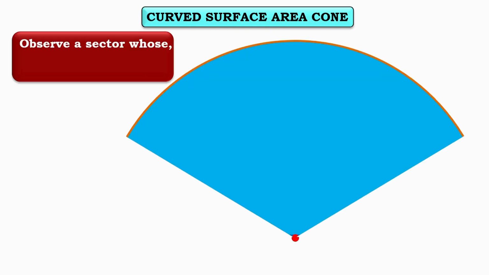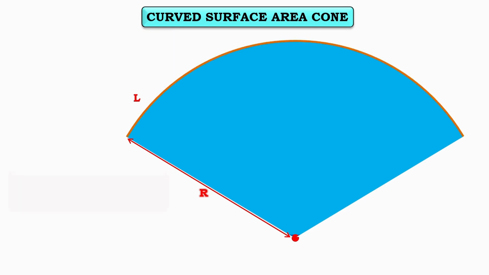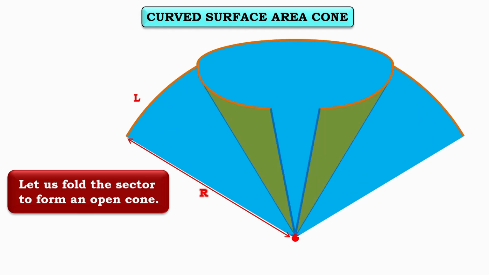Now if we take this, this is basically a sector. Sector means when we draw a circle and if we take a curve arc from it, whatever angle it is making with the center, that is the sector, right? Now let us consider the sector whose radius is R. So this is R, and the length of the arc is L. Now let us fold the sector to form an open cone.